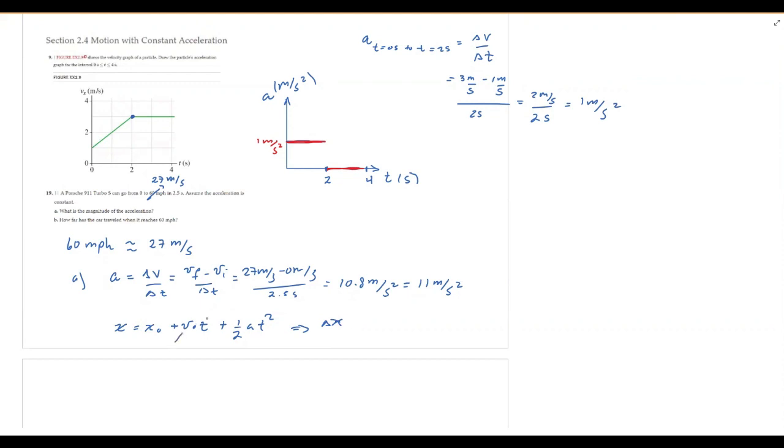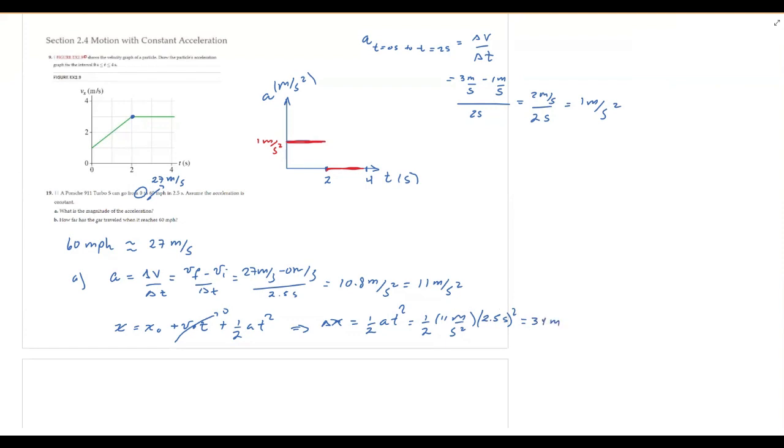But I know that v sub 0 is 0 because we are going from 0 to 27 meters per second. So v sub 0 is 0. So delta x is equal to 1 over 2 a t squared, right? Now, we know the acceleration is 11 meters per second squared, and we have the time, which is 2.5 seconds. So we say 2.5 seconds squared. And now we have the value of delta x, which would be 34 meters.